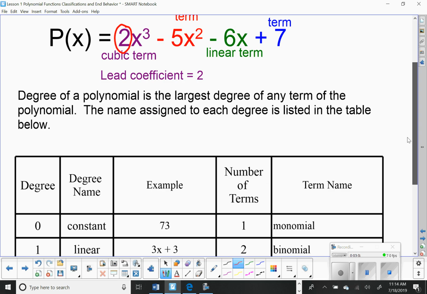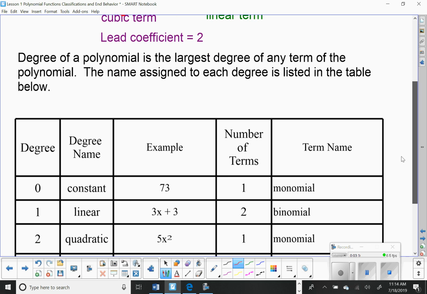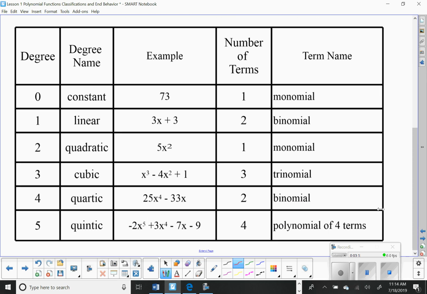So onward. The degree of a polynomial is the largest degree of any term of the polynomial. The name assigned to each degree is listed in this table. So notice if you have a degree of 0 or no variable, we call that a constant. Here's an example, 73. 73 is a constant. It has one term, and so it's a monomial, because we can also name things by the number of terms. So, number of term names. If you have 1, it's a monomial. The fact that it's a constant, we would say it's a constant monomial.